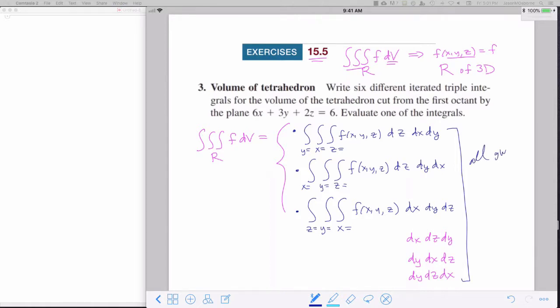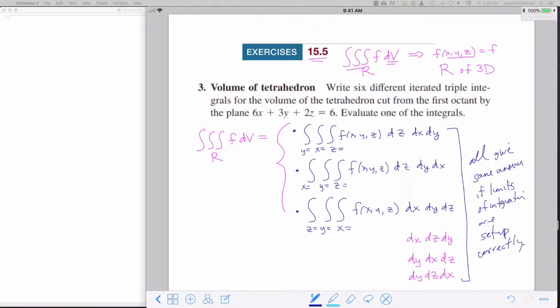They all give the same answer if the limits of integration are set up correctly.